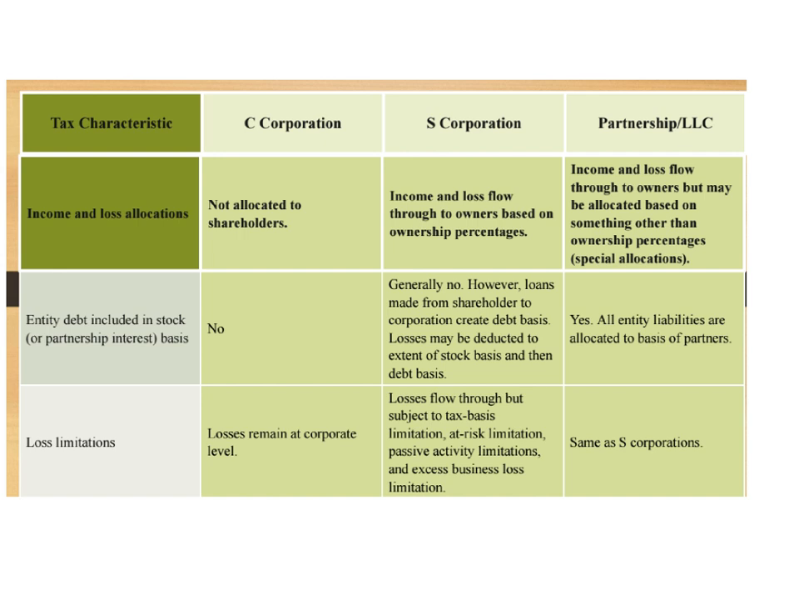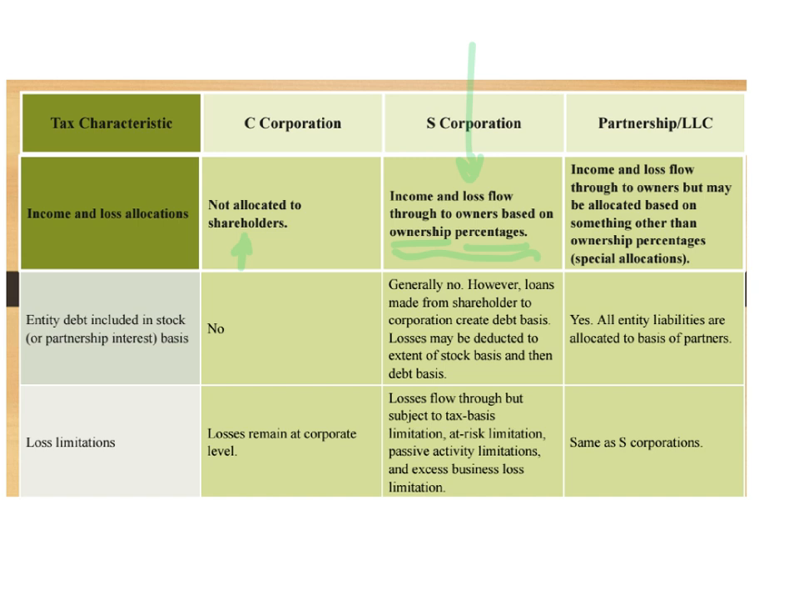So income and loss allocations. Obviously with a C corporation, they stay at the corporate level. An S corporation is a flow-through entity. It's based on ownership percentages. Notice with a partnership, the income and losses flow to the owners, but they can be allocated based on either ownership percentages or special allocations. There's a lot more flexibility with partnerships. With S corporations, it's based on ownership percentages.